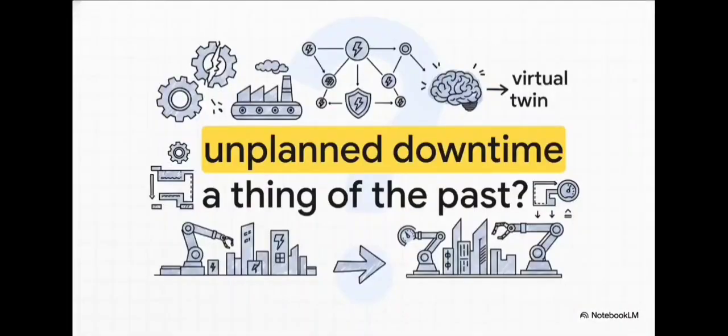Which leaves us with this final, rather provocative thought. If you can simulate every single failure before building the plant, is unplanned downtime a thing of the past? We've seen the redundant networks, the lightning-fast data, the intrinsically safe barriers, and the virtual twins. As this digital anatomy becomes increasingly perfect and predictive, are we actually approaching an era where unplanned industrial downtime simply ceases to exist? It's a fascinating question, and one that is intensely driving the very future of automation.